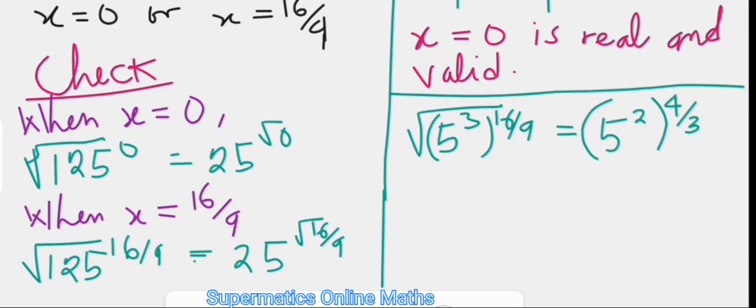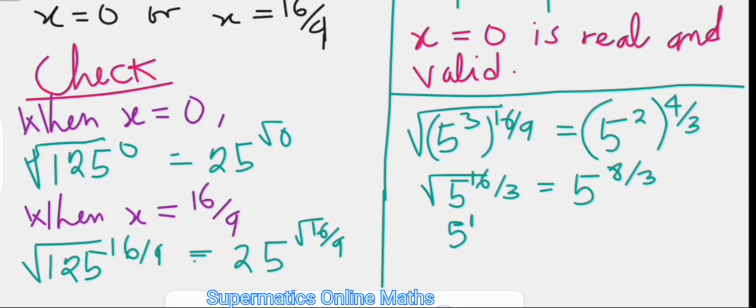On the left side, 3 can divide 9 to give us the square root of 5 raised to power 16 over 3, while the right side is 5 raised to power 8 over 3. The square root of 5 raised to power 16 over 3 is written as 5 raised to power 16 over 3, then raised to power half. The right hand side remains 5 raised to power 8 over 3. Now, half of 16 over 3 is 8 over 3.